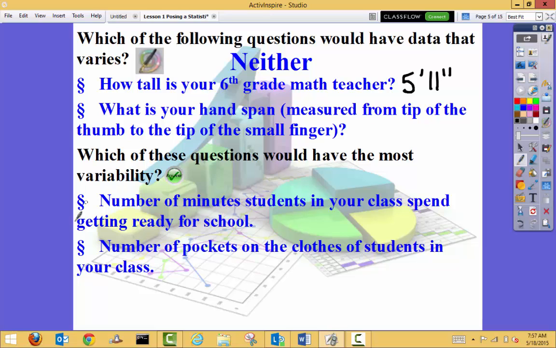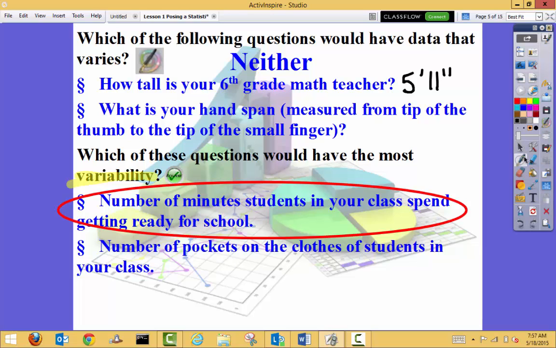Now look at these bottom two. Which of these questions would have the most variability? I'm telling you right here, my answers are going to be varying. They can change, but I'm looking for which one has the biggest possible change or range in those numbers. First is number of minutes students in your class spend getting ready for school. Number of pockets on the clothes of students in your class. Which one do you think would have the biggest change in numbers?